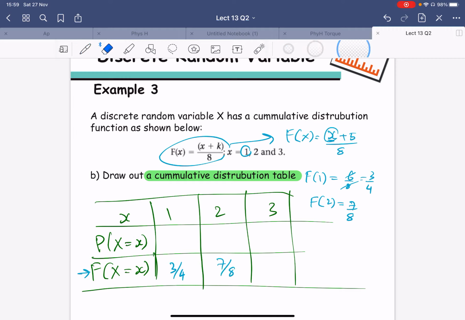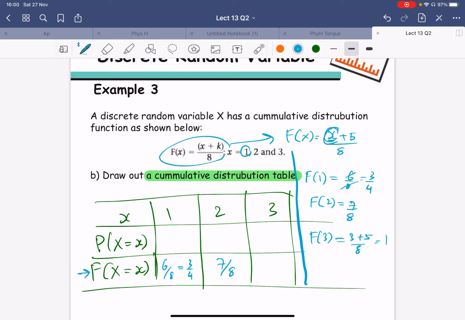This one, let me put some value here: 6 over 8 or 3 over 4. Then the last one, f of 3. Let's put that in here. 3 plus 5 over 8 is 1. So this is 8 over 8, or just 1.